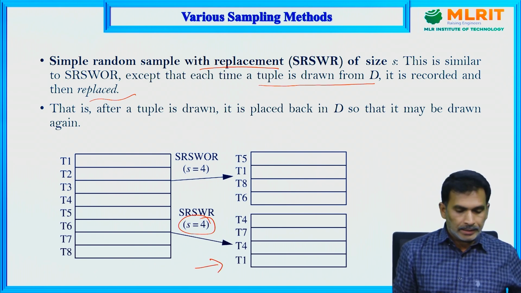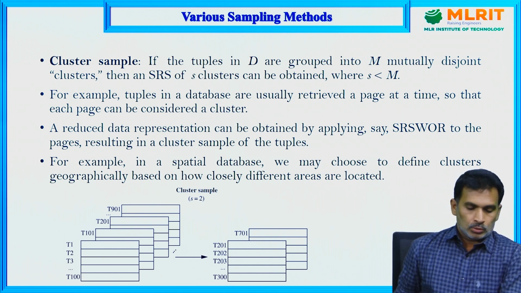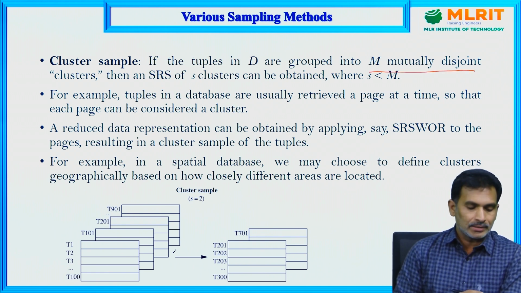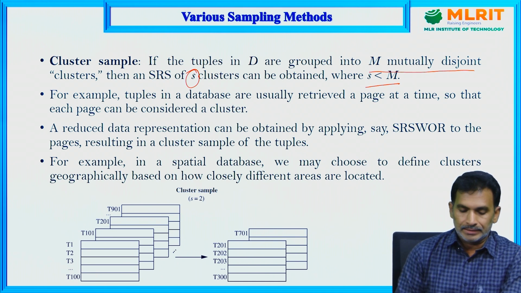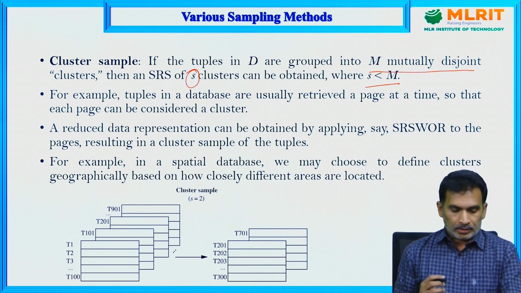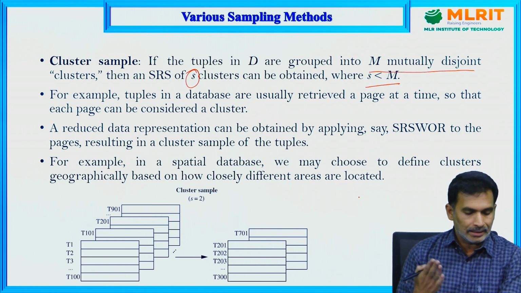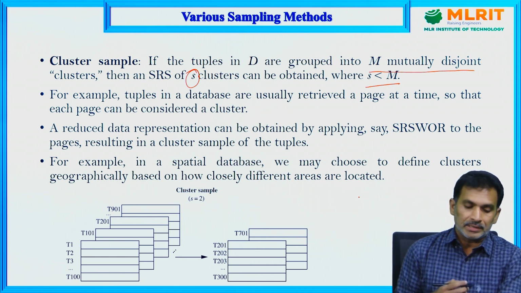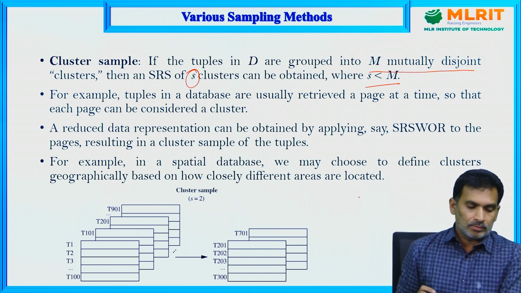The next sampling method is the cluster sample. If the tuples in D are grouped into M mutually disjoint clusters, then an SRS of s clusters can be obtained, where s is less than M. Sometimes a population contains two, three or n kinds of groups. In that case, to ensure that a representative sample is selected from the entire population, this is one suitable approach.